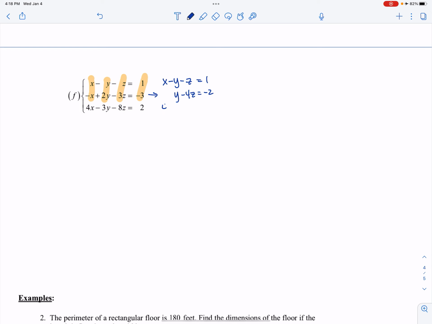In the bottom, we have 4x minus 3y minus 8z equals 2. Now we want to eliminate that 4x, so let's multiply the top by 4: 4x minus 4y minus 4z equals 4. We got y minus 4z equals negative 2. And then I'm going to multiply the bottom by a negative, so that way they're already opposites. Minus 4x plus 3y plus 8z equals negative 2.